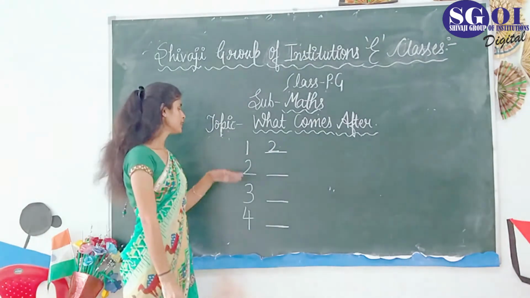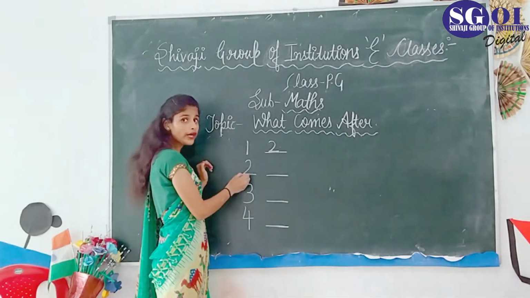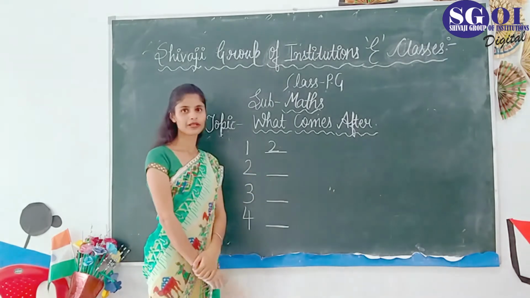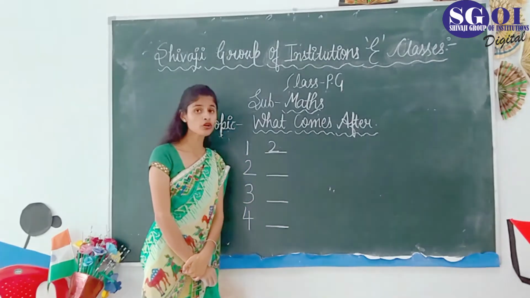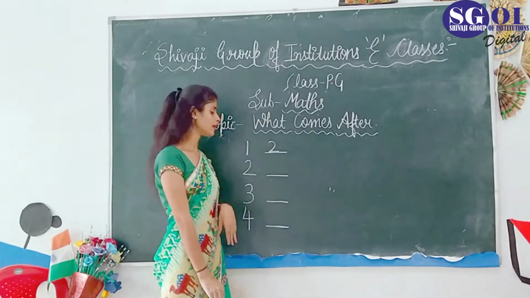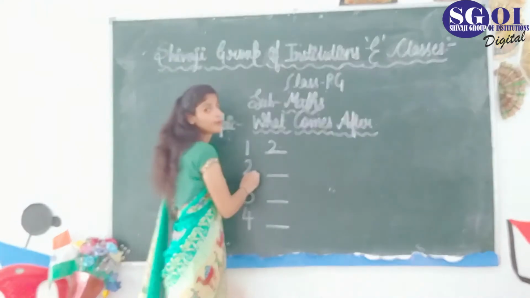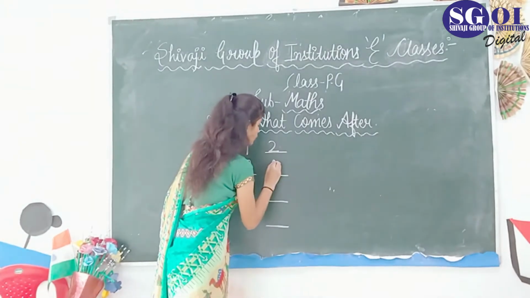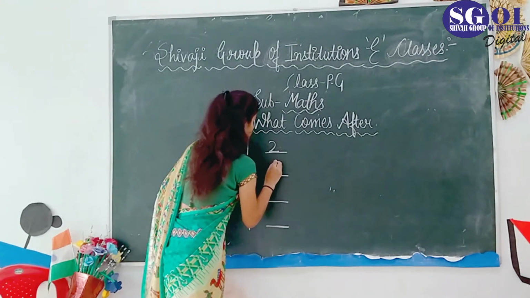Okay students, now come to the next line. Then tell me what comes after 2? 2 के बाद क्या आता है? After 2 comes 3. 2 के बाद 3 आता है. So we will write over here 3 like this.